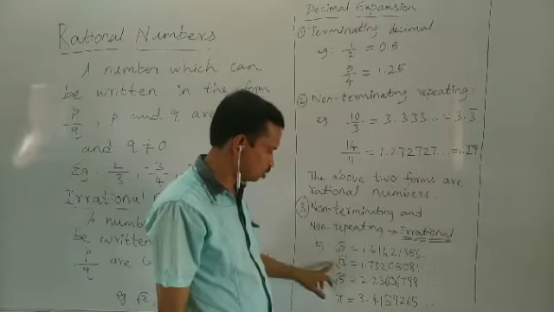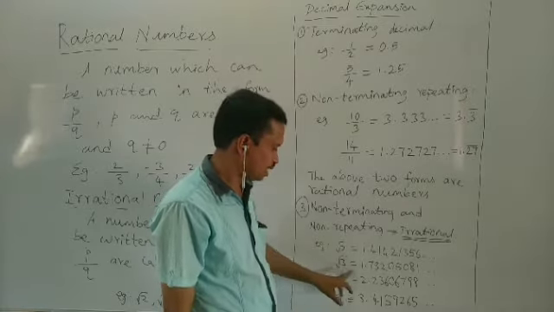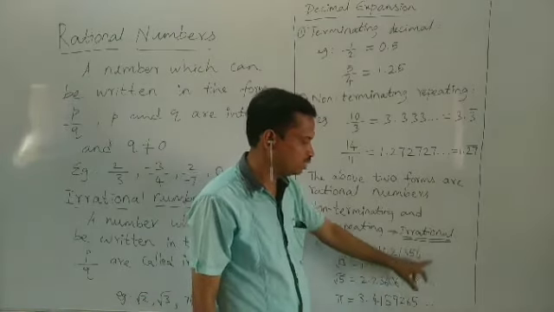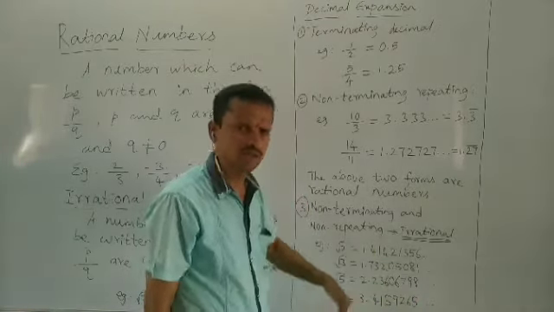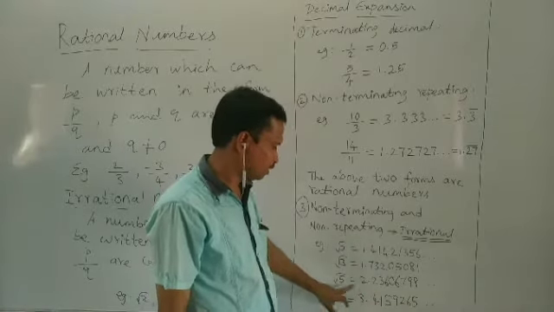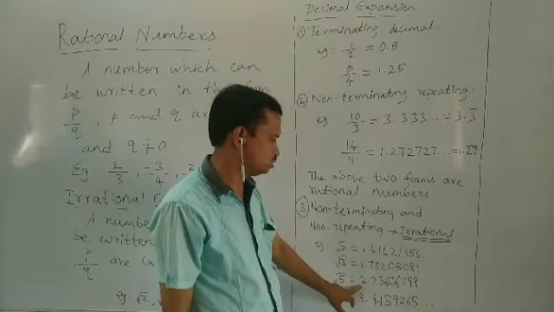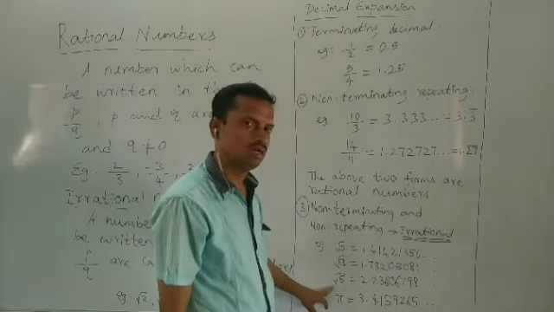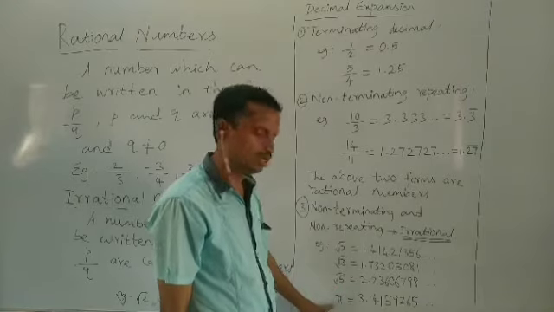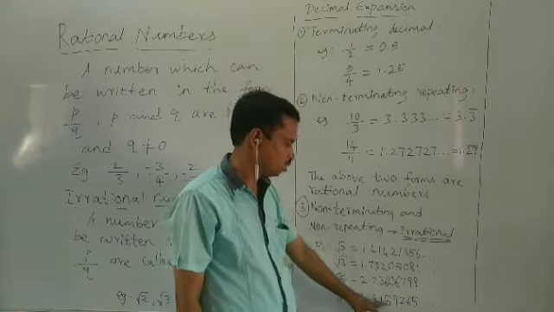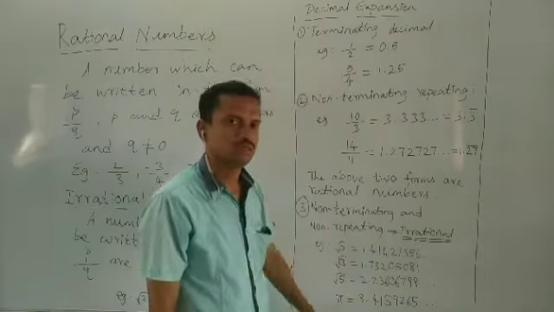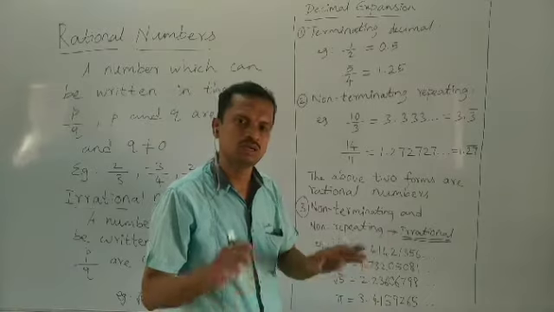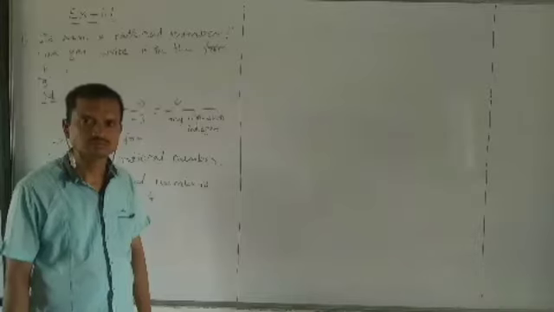You see all the others, root 3, root 5, the same way. The value 1.732 is the root 3 value, and the next is again 0, 5, 0, 8, 1. It is not terminating, not repeating. And root 5, you take the value is 2.23606798, and it goes on. So, it is also non-terminating, non-repeating. And you take the value of pi, 3.14159265, etc. This is also an example for non-terminating and non-repeating. So, these are irrational numbers.